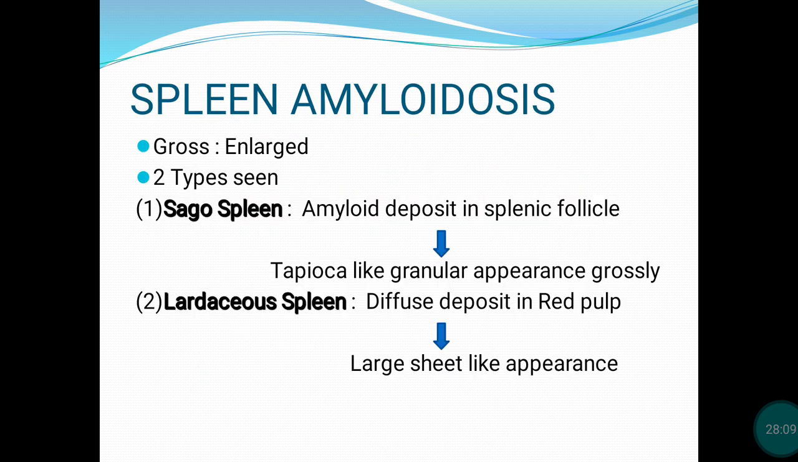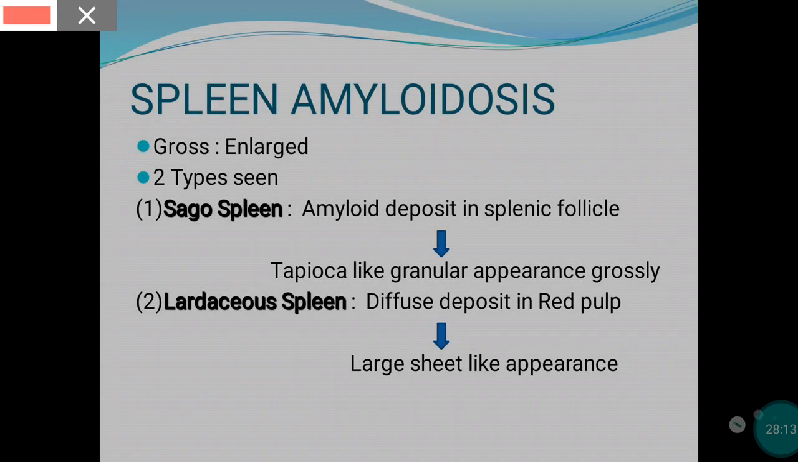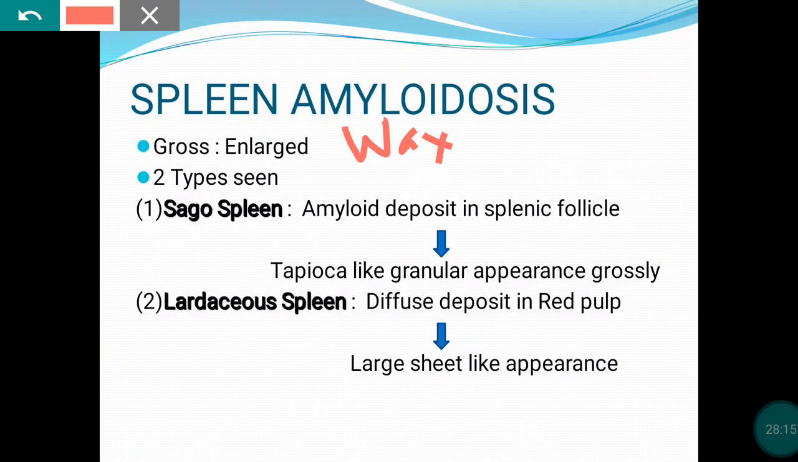Now we will discuss the spleen. Grossly, the organ will enlarge and the waxy appearance will be there. And it's a gray color. Consistency is firm. Now what happened in spleen amyloidosis?